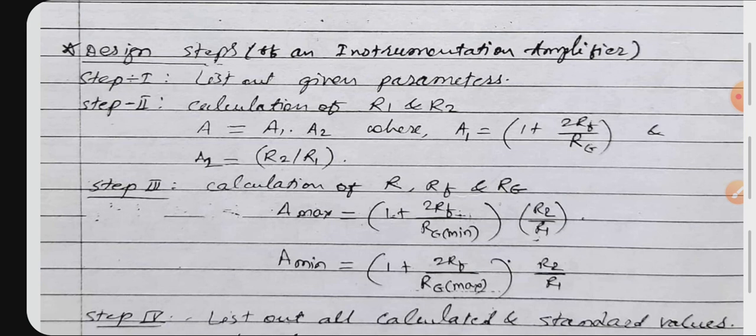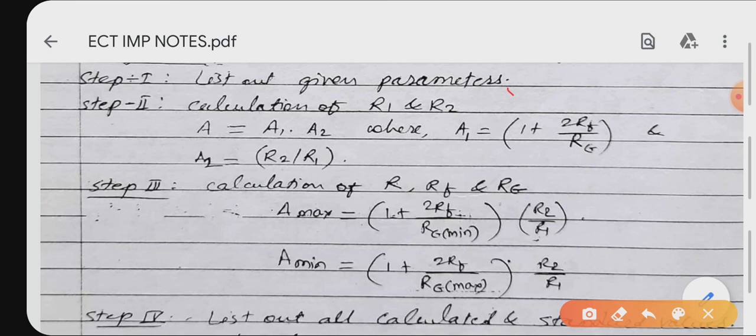So first of all, step number one will always be to list out what is given in the problem, list out the given parameters, then calculation of all the components. By default the op amps are op amp 741, calculation of R1 and R2. So you have the formula A is equal to A1 A2, where A1 is equal to 1 plus 2RF by RG and A2 is equal to R2 by R1.